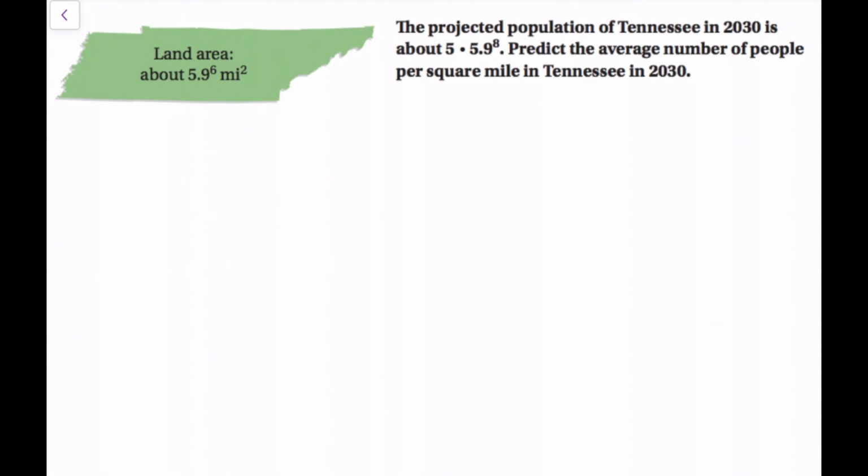Well, there's a couple of things here. First, the question is asking, predict the average number of people per square mile. So I'm going to highlight that in Tennessee. And per means division. So this word right here, per, means division. We have to divide.